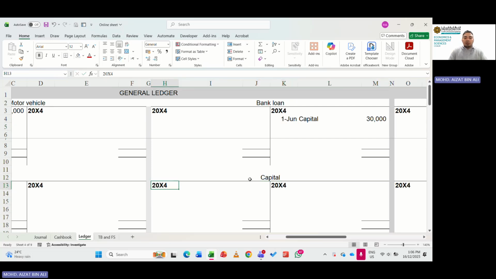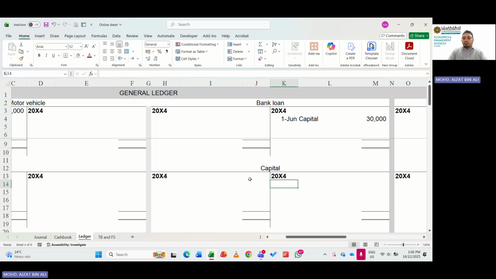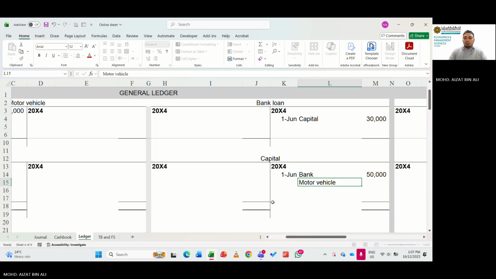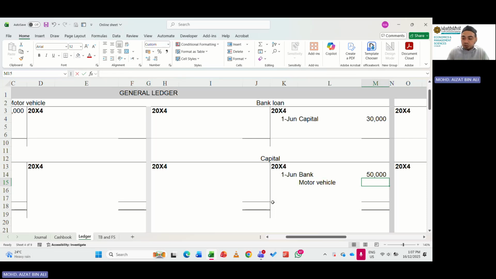For the capital account, firstly we have our bank, was it? Our bank, 50,000. Sorry, this would be the date. Bank, 50,000 ringgit. And then we have our motor vehicle, same date, at 40,000. And then we also have our bank loan, 30,000. And this leaves us at 60,000 capital.